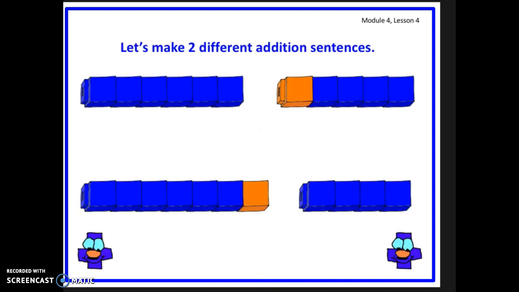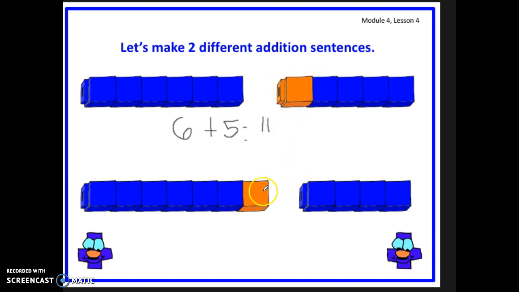I want to show you this. I'm going to make 2 different addition sentences with this linking cube, okay? So right here, we could do 6 plus 5 equals 11. Okay, that's if I put the orange cube on this side.